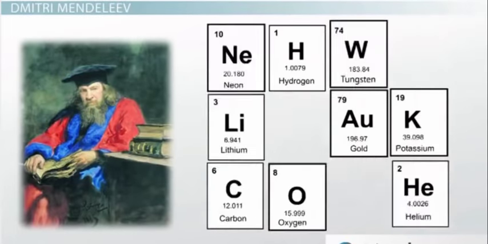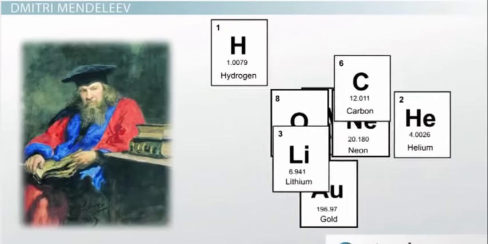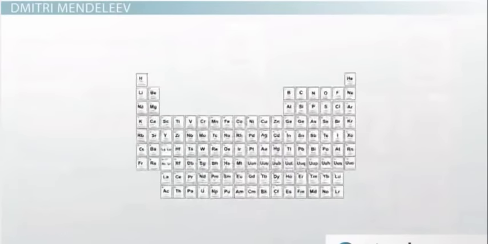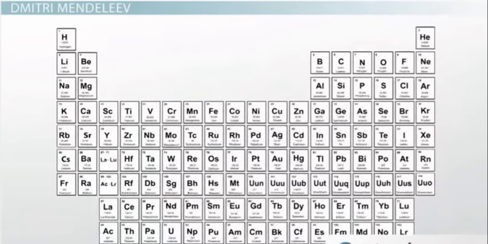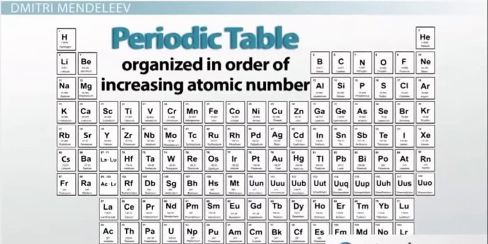What this means is his system of organization worked out so well that he could predict both the weights and the properties of undiscovered elements. We are still using this organization today in the periodic table. However, elements are currently organized in order of increasing atomic number.